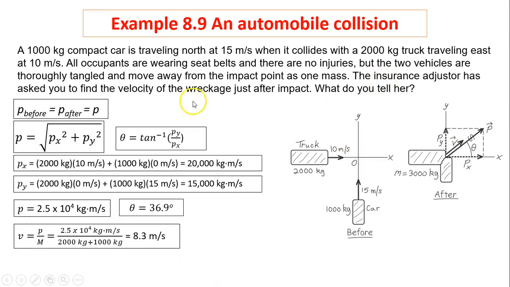So this one is asking, what is the velocity? Velocity is momentum divided by mass. Here's the total momentum, so we have to use the total mass. So the velocity is 8.3 meters per second, and the angle is the same as the momentum. Momentum and velocity always have the same direction.